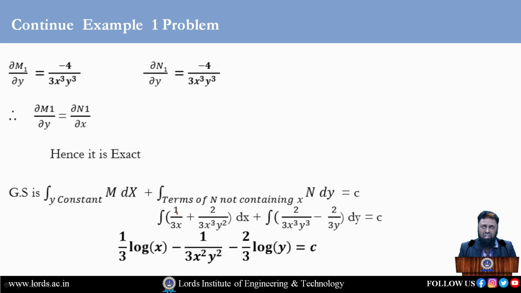Now you take the integration: 1 by 3 we take out, integration of 1 by x is log x by the formula, and here you get the value 1 by 3x square y square minus integration, here minus 2 by 3 log y equal to 0. You get the answer.